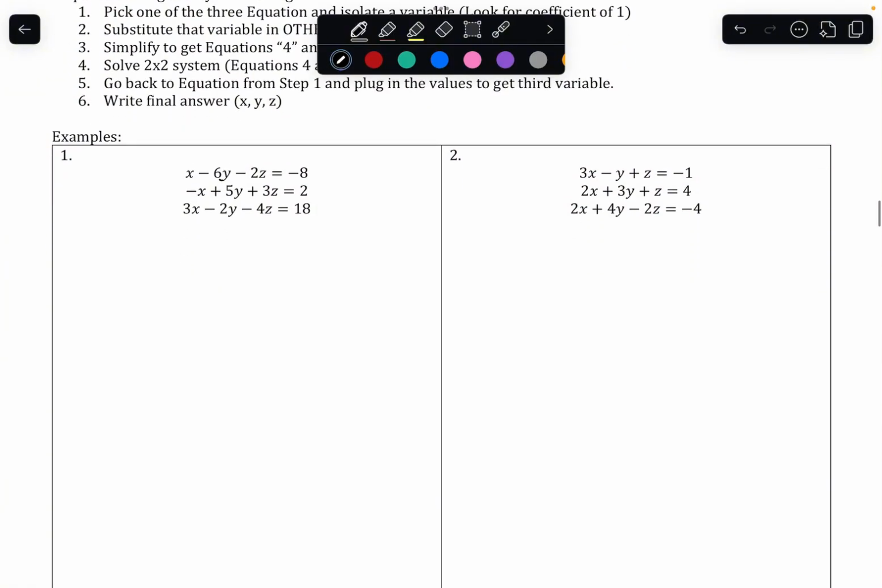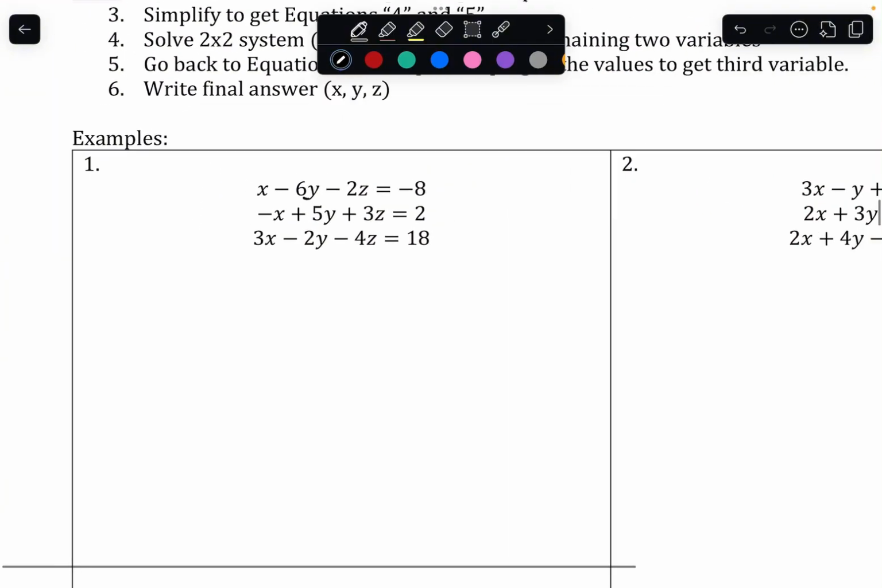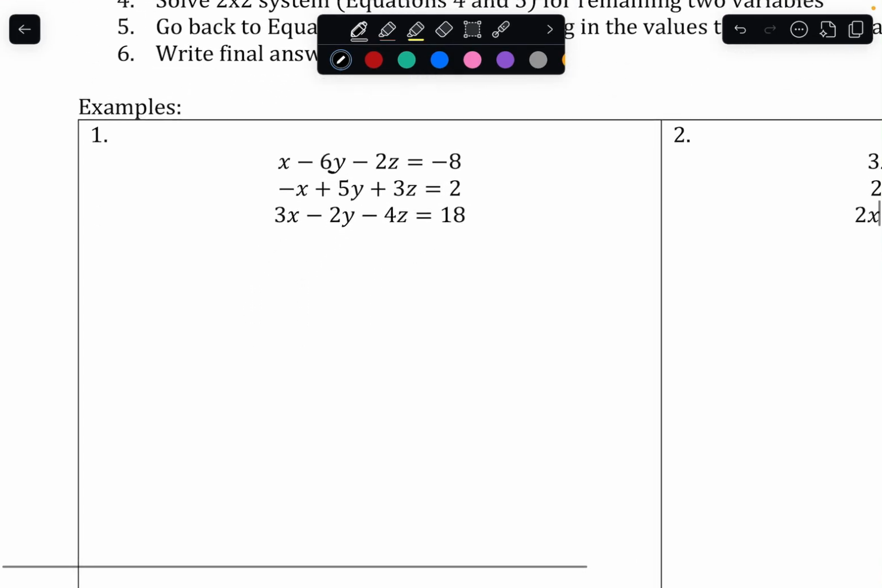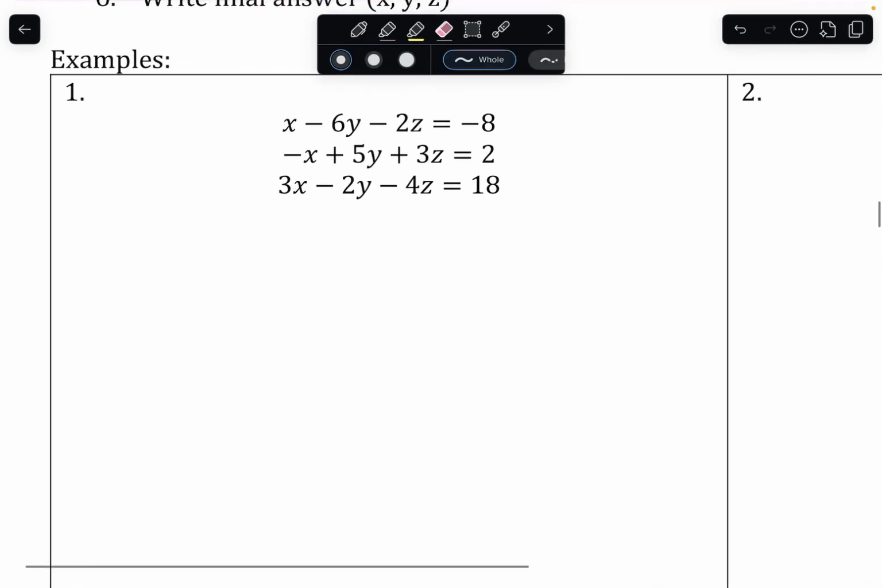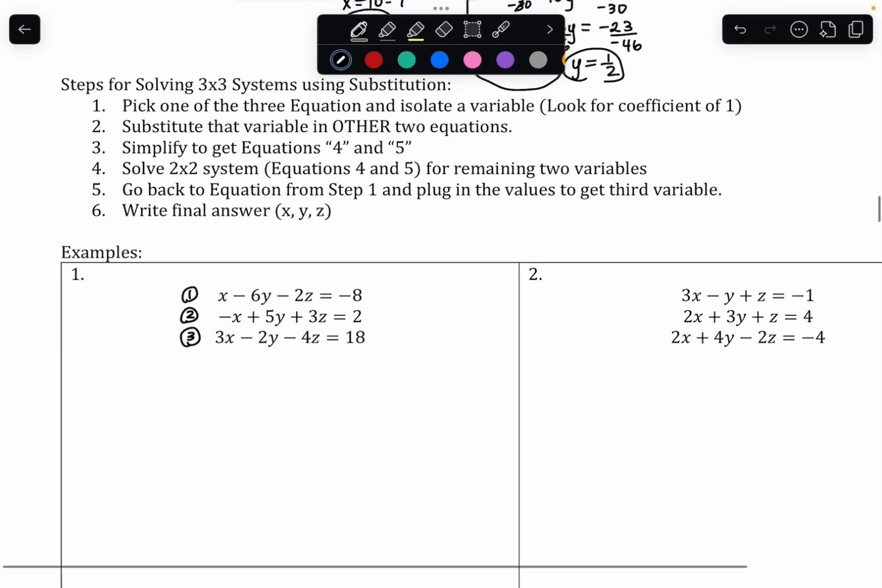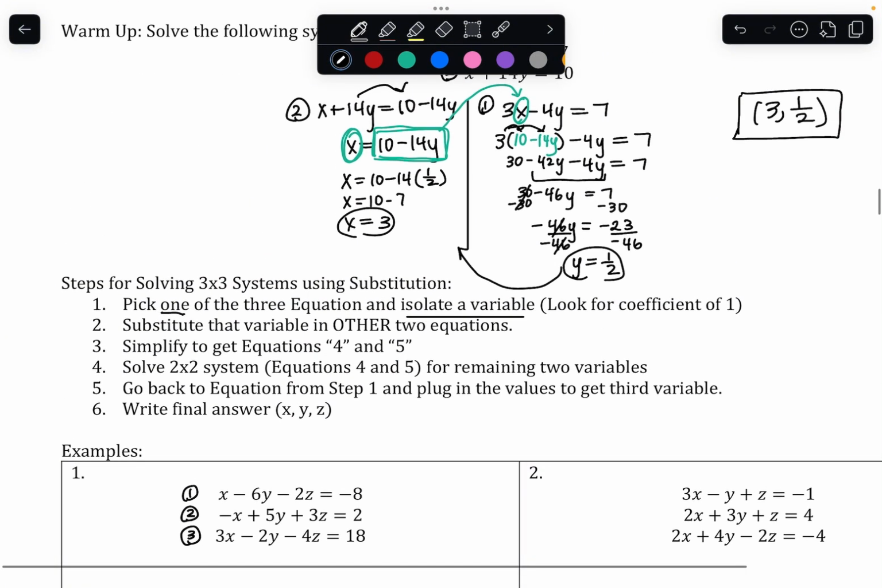Okay. So now we're going to work with 3 equations and 3 unknowns, but the process is very similar. The steps are written out here. What I like to do is number my equations. It just helps me stay organized. So I have equation 1, equation 2, and equation 3. We are going to pick one of the 3 equations to isolate a variable, just like I isolated x up here.